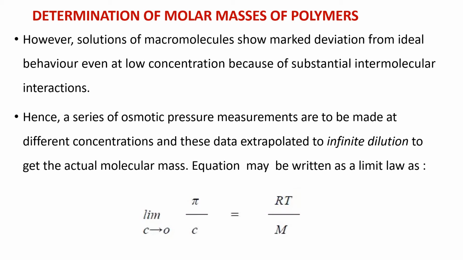However, the solutions of macromolecules show marked deviation from ideal behavior even at low concentration because of substantial intermolecular interaction. So, a series of osmotic pressure measurements are to be made at different concentrations, and this data extrapolated to infinite dilution to get the actual molecular mass. So, the equation becomes, limit C tends to 0, pi by C is equal to RT by M.